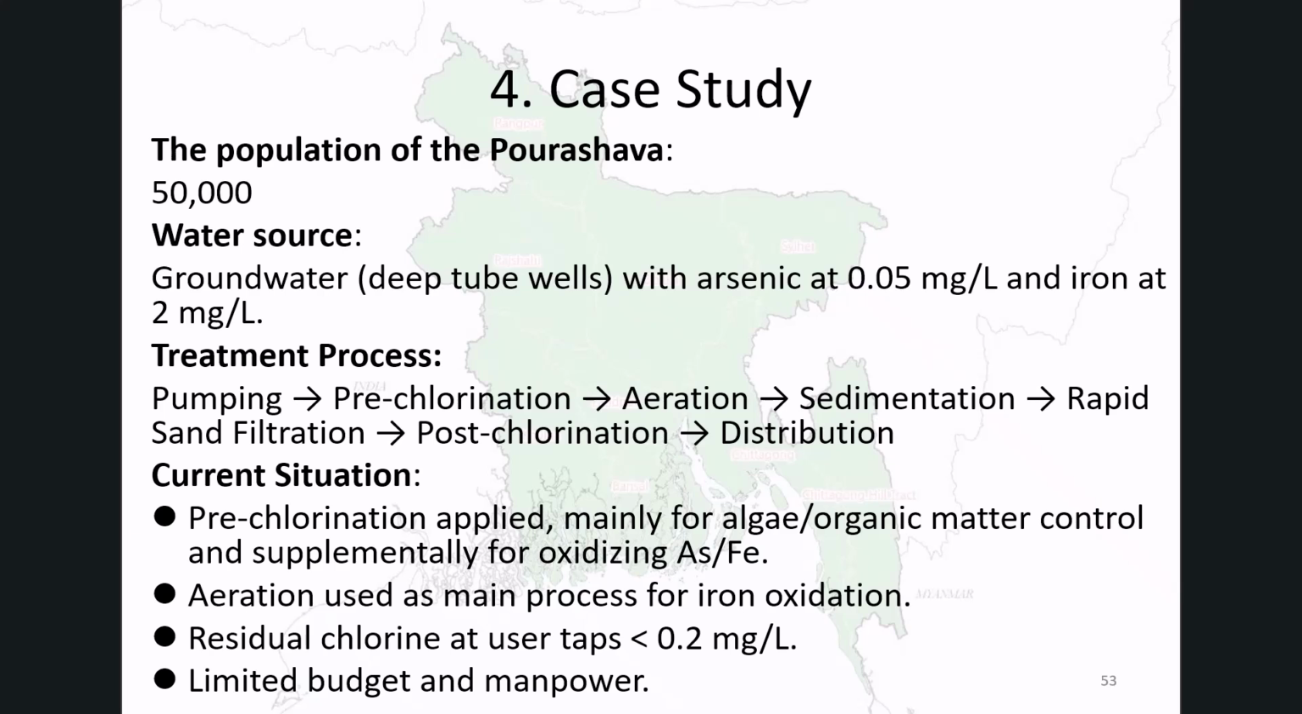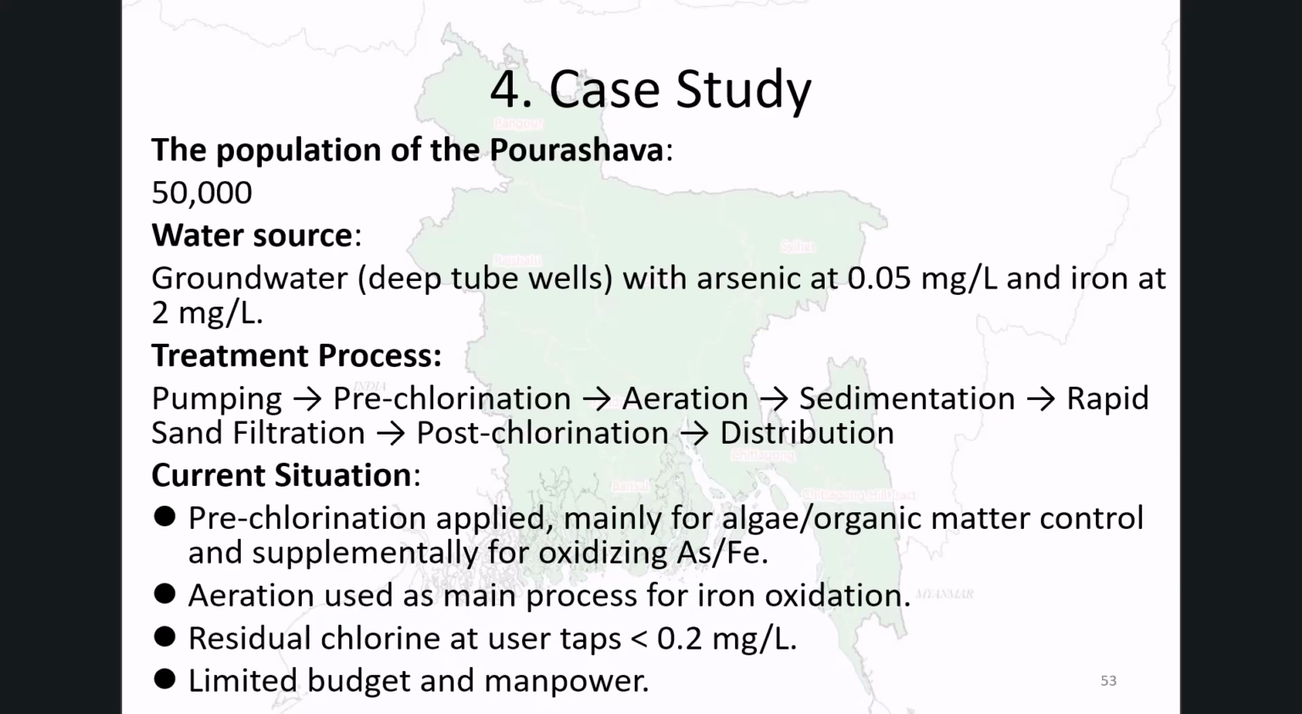Let's think about an imaginary Poroshova in this case study. The Poroshova has a population of 50,000. It uses deep groundwater for the water resource, which is containing arsenic at 0.05 milligrams per liter and iron at 2 milligrams per liter. The treatment process includes pumping, pre-chlorination, aeration, sedimentation, rapid sand filtration, post-chlorination, and distribution.